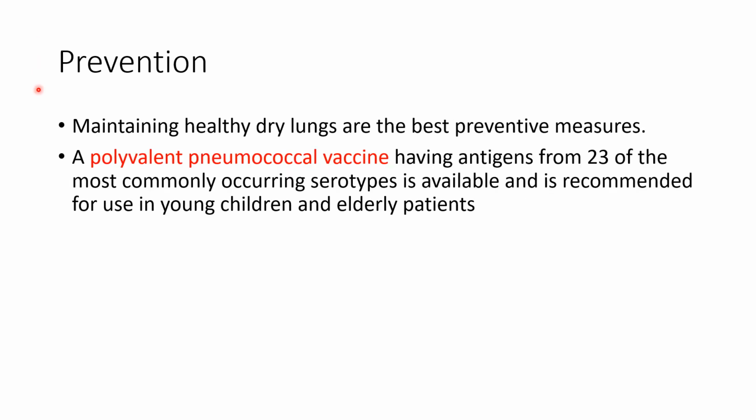So for prevention, the general measure is you must keep your lungs very healthy. This is the most effective preventive measure. And of course, the immune system has to be really active and good. Whereas as a special measure, we have a polyvalent pneumococcal vaccine. So why is it called polyvalent? The reason is it has antigens from 23 different serotypes.